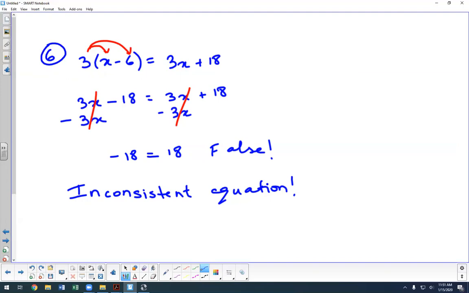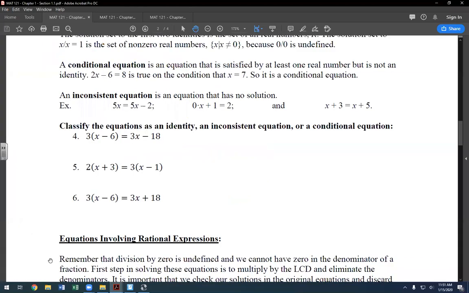Okay. Questions on any of these 3 examples? And you know, of course, this will be true for any type of equation you work with. This is not just for linear equations. This will apply to quadratics or polynomials, anything.